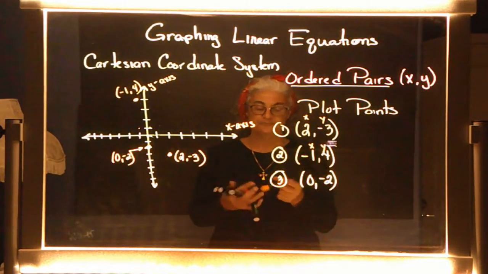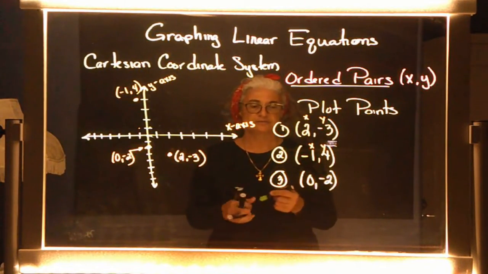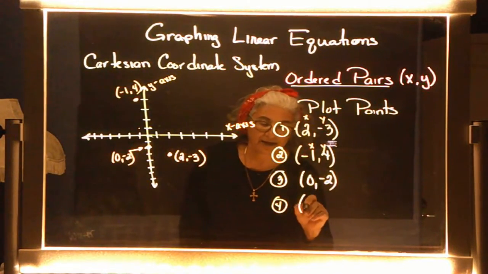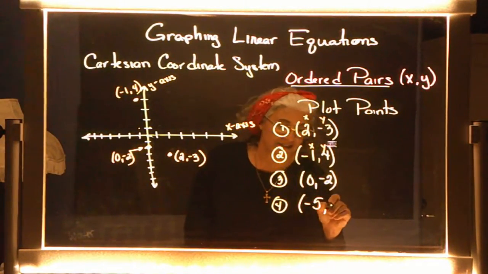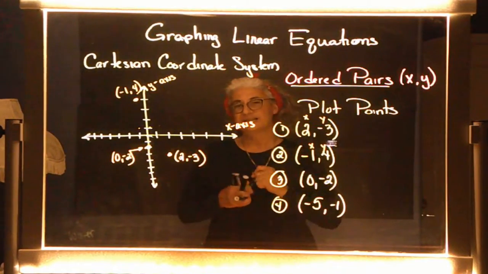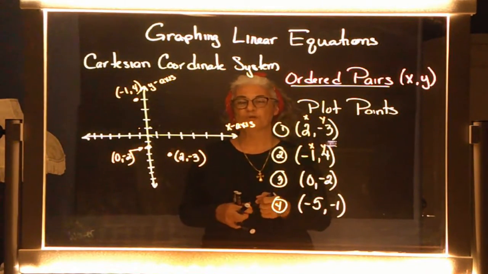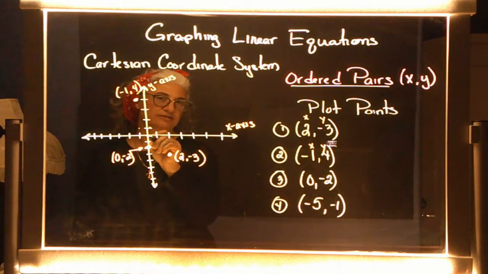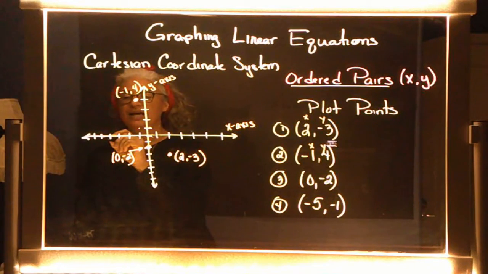Cool? All right, how we doing? Let me throw another one at you. How about (-5, -1)? Got an idea of what you got to do there? Where do I start? Good, start at the origin and then go which direction? Excellent, left. How many? 5. And then where? Good, down one space. So here is our point, (-5, -1).